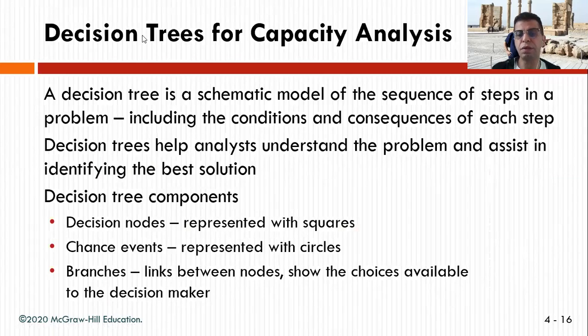Now, there is another way of looking at it, and today there are also very good applications in the market that can make a decision tree for capacity analysis. A decision tree is a schematic model of a sequence of steps in a problem. It does step by step to solve the problem, including conditions, what-if analysis, and consequences for each step.